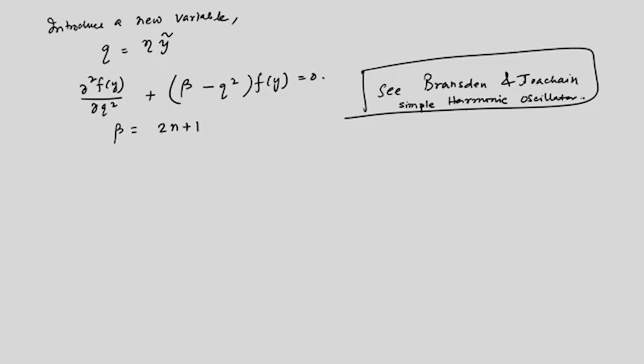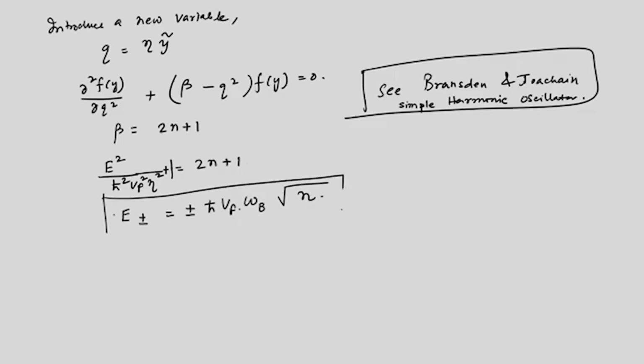So, beta becomes equal to 2n plus 1, that tells you that your E square divided by H cross square V f square eta square becomes equal to 2n plus 1. So, the eigenvalue, so 1 will get cancelled from both sides, this one will come here. So, this E becomes equal to plus minus H cross V f or omega b, which is E b over m and a root over n. That is the structure of the Landau level.